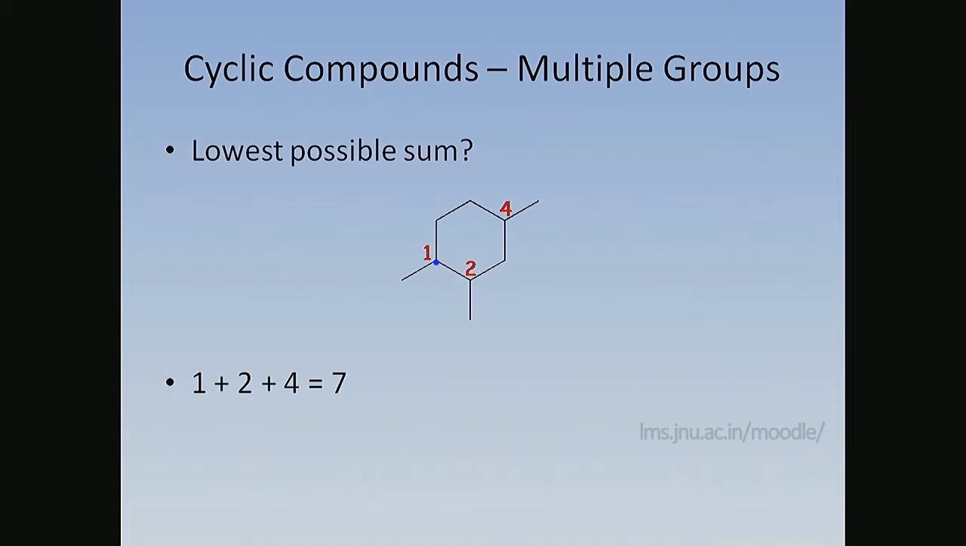If you start from here, 1, 2, 3, 4, 5, 6, then this becomes 6, 4 and 1. 6 plus 4, 10 plus 1, 11. So that is also the highest number, so that is also the wrong one. So we have to always look for the lowest sum. So here the lowest sum comes from going in the anti-clockwise direction, 1, 2 and 4.